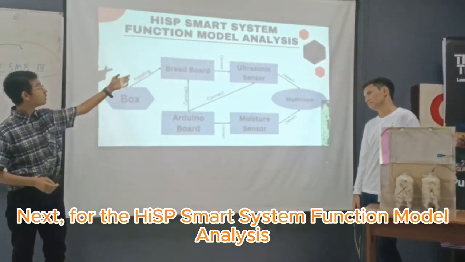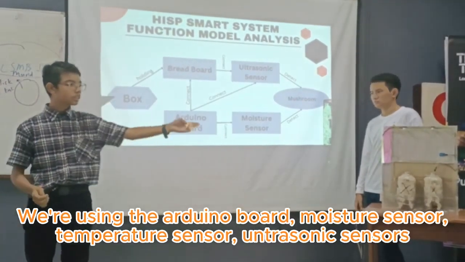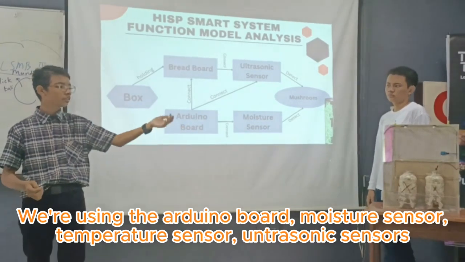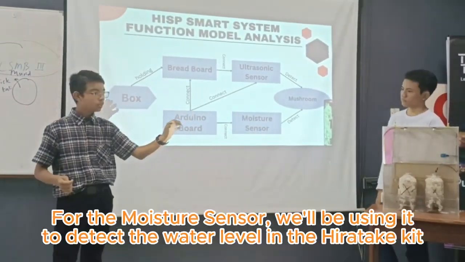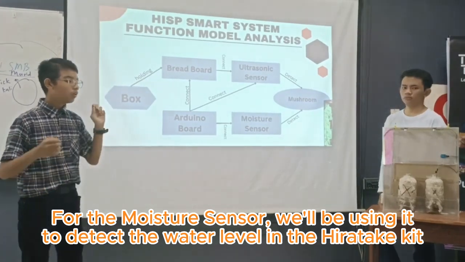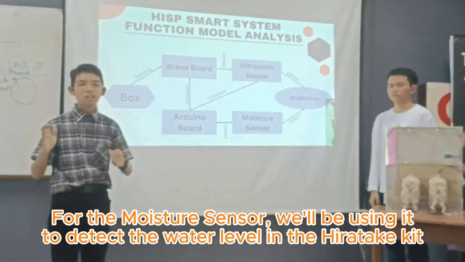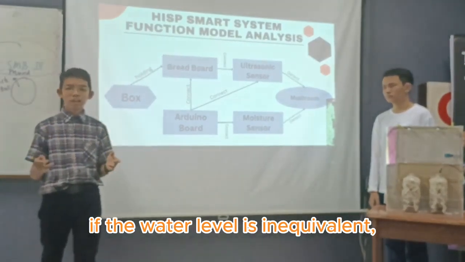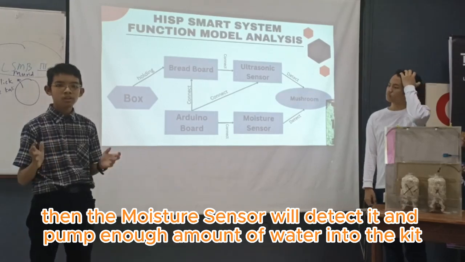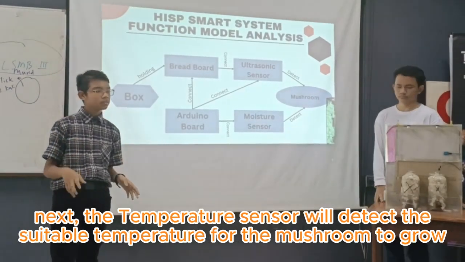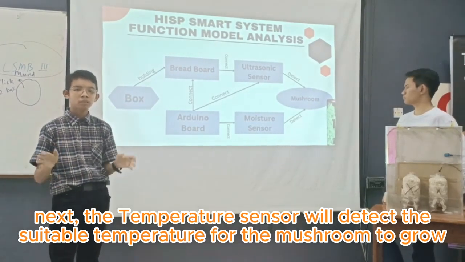Next, for the HiSP Smart System Function Model Analysis, we'll be using the Arduino board, moisture sensor, temperature sensor, ultrasonic sensor, and lastly the LEDs, which are red and green LEDs. For the moisture sensor, we'll be using it to detect the water level in the Hiratake kit. If the water level is inadequate, then the moisture sensor will detect it and pump enough amount of water into the Hiratake kit.